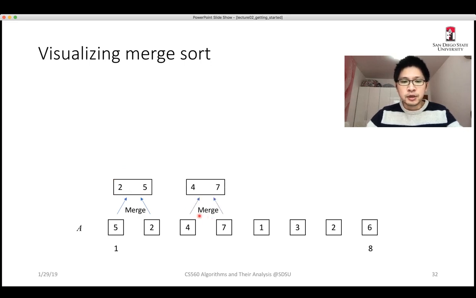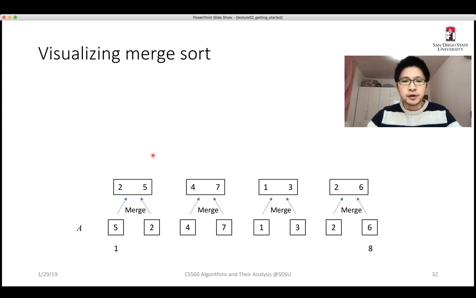And the subcall on element 4 and element 7 will result in a subarray 4 and 7. And likewise for 1 and 3, and 2 and 6. Okay, so we have one level above the leaf nodes in the tree structure here, right?